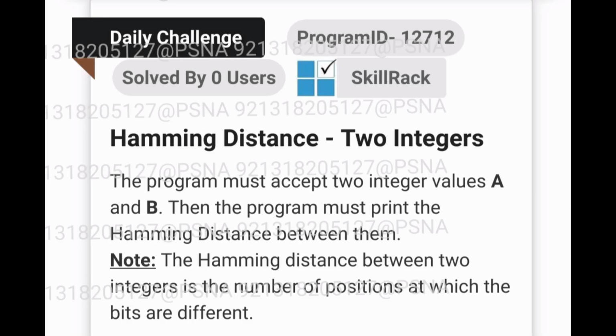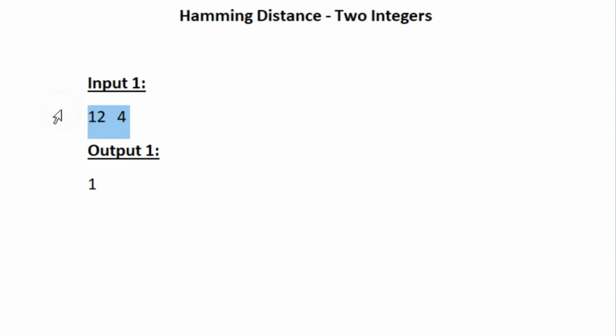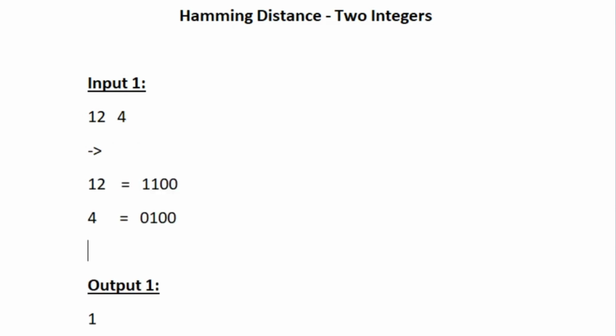This is the question asked in today's SkillRack daily challenge. In the first line of our input, we are given two integers a and b as input. Our task is to find the Hamming distance between both of these integers and print the Hamming distance as our output.